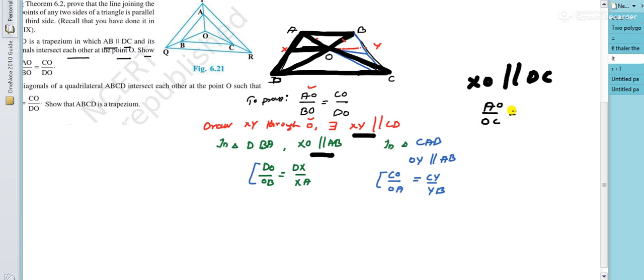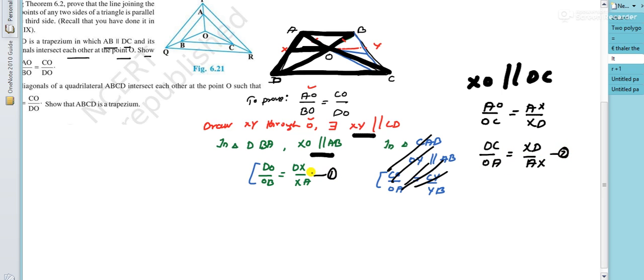AO by OC will be equal to AX by XC, not this case. Okay, so now see, these two will be equal, correct? How can they be equal? This, as per BPT, we can also write this as OC by OA equals XD by AX, correct? Now see, look at this and this. If you compare both of them, this is also DX by XA, equal to LHS. So therefore we can write DO by OB is equal to OC by OA.